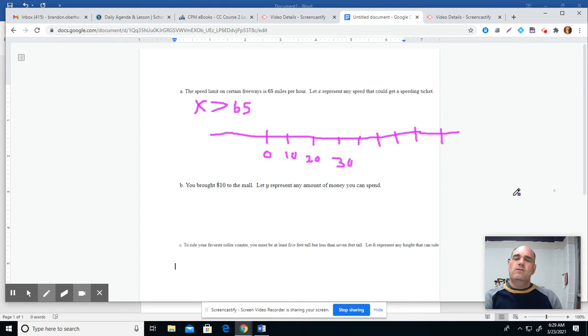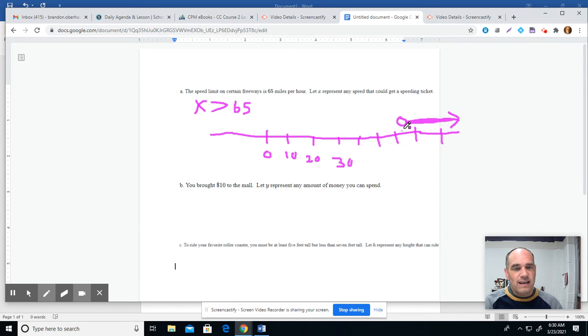So now I need to graph this. I go to 65. That's 40, 50, 60, that's 70, so 65 would be right here. Now I need to decide, do I shade right or left? All the numbers to the right are what make this true. If I go any faster than 65, I'm going to get a ticket. If I go 100 miles an hour, I'm going to get a speeding ticket.